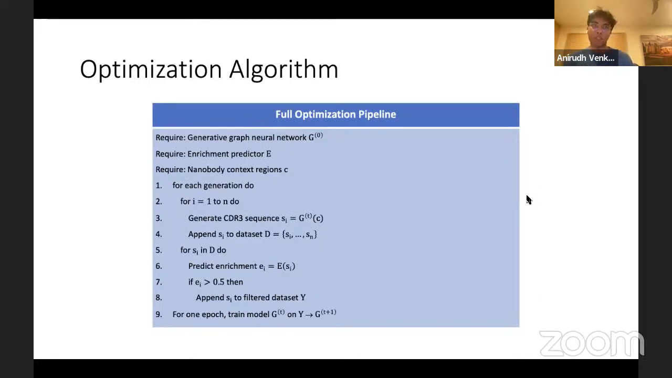So this is just a pipeline of how the optimization algorithm works. I can go through it a little bit. You have the generative graph neural network G, the enrichment predictor E, and the nanobody context region C. The nanobody context region is just the regions of the nanobody excluding the CDR3 sequence. In each generation, you generate a CDR3 sequence using the graph neural network and append it to a data set. For each sequence in the data set, you predict its binding affinity or its enrichment. If the enrichment is greater than 0.5, you append the sequence to a filtered data set Y. For one epoch, you train the initial graph neural network on Y to create a new iteration of the graph neural network. I did this for 5 generations, and by the end of the 5th generation, I was able to converge to sequences that look very similar to each other.